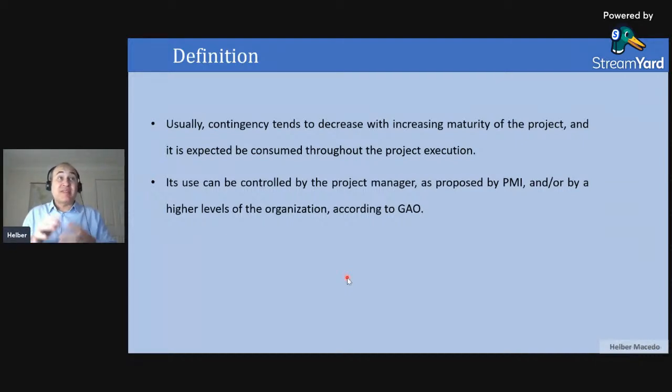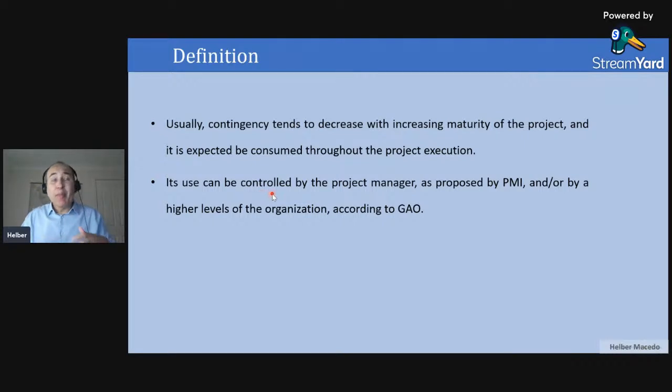Usually contingency tends to decrease as we increase the maturity of the project. I know much more, I know in detail what the scope of my project will be. So if we increase the project maturity, then the amount of contingency will decrease. We have this correlation. When my project maturity is low, I need more contingency because, of course, a lot of things can happen, and then I need more protection.